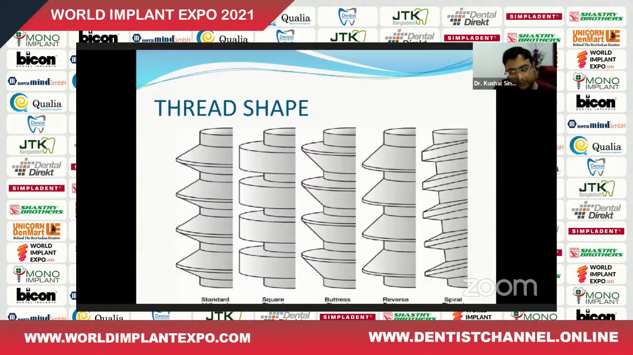Now the next slide. There are the thread shapes in this figure. You can see what thread shapes are used nowadays: inverted, reverse, conical, flat, and taper.